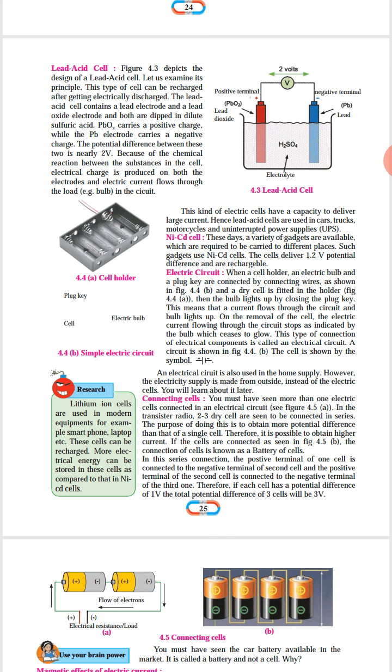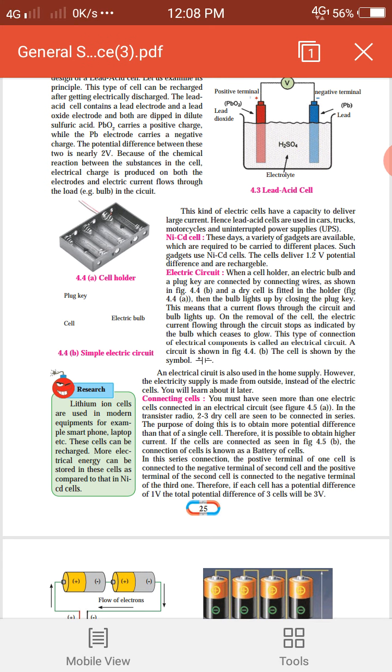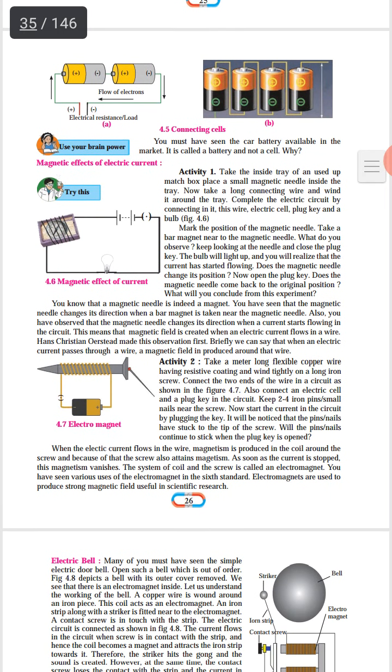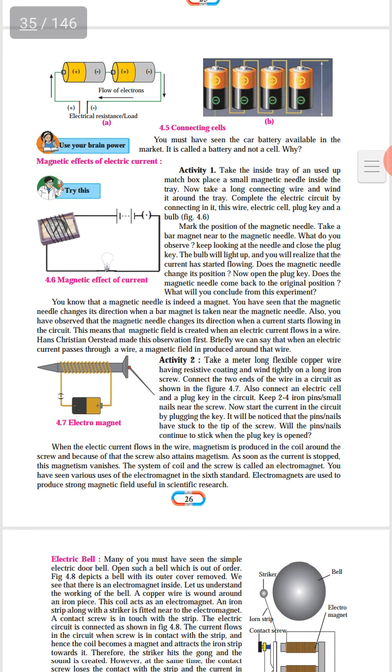Now let us discuss figure 4.6. In this figure, an activity is given. It shows the magnetic effect of electric current. Take the inside tray of a used up matchbox. Place a small magnetic needle inside the tray. Now take a long connecting wire and wind it around the tray. Complete the electric circuit by connecting in it this wire, electric cell, plug, key and a bulb as shown in the figure. Mark the position of the magnetic needle.